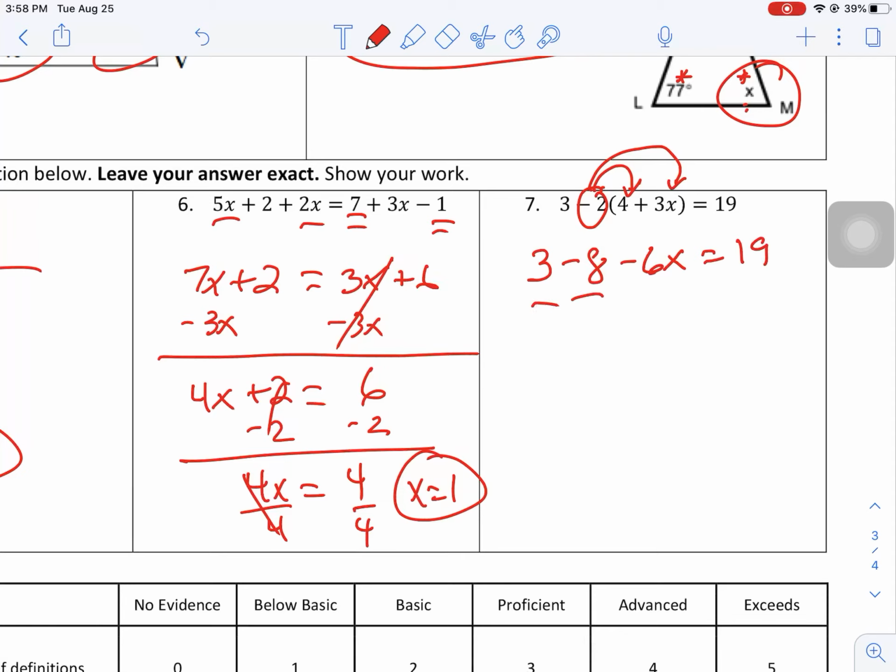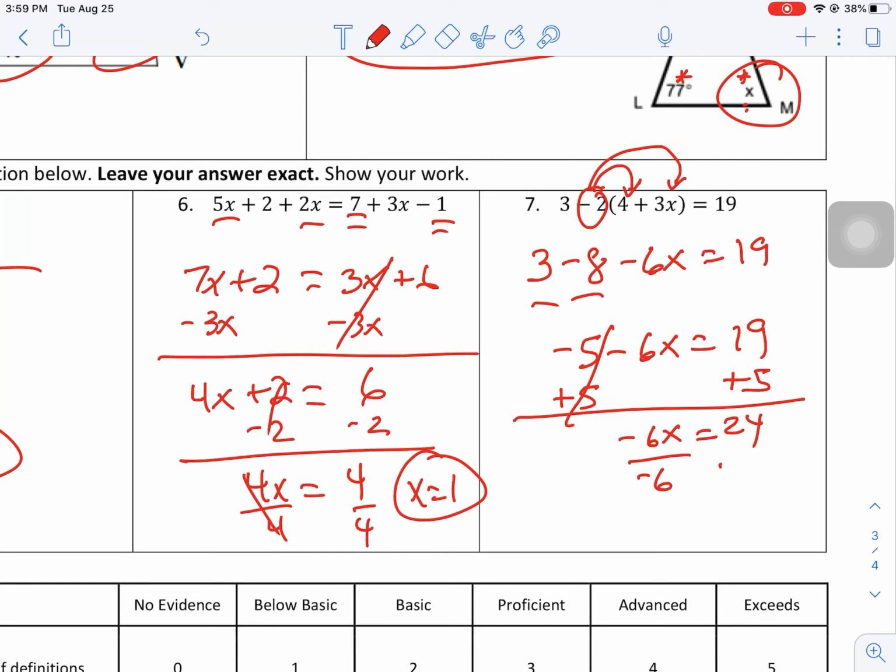Now we're gonna collect like terms. So we have 3 minus 8 is negative 5. Minus 6x equals 19. So we're going to get rid of the minus 5, so we're going to add 5. Don't forget to bring that negative down. Negative 6x equals 24. Divide by negative 6, and x equals 24 divided by negative 6. Positive divided by negative is negative. 24 divided by 6 is 4.